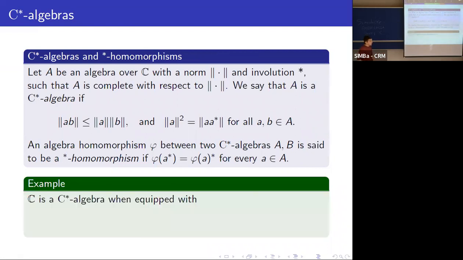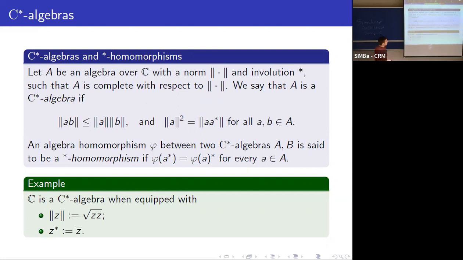The first example of a C-star algebra is the simplest non-trivial C-star algebra there is, which is the complex numbers. The complex numbers is a C-star algebra when you equip it with the usual norm and the involution given by conjugation. To be more explicit, C is obviously an algebra over C, it's complete with respect to the usual norm, as we all know, and you can directly check that the C-star equality is satisfied when you set the involution to be conjugation. So C is a C-star algebra.